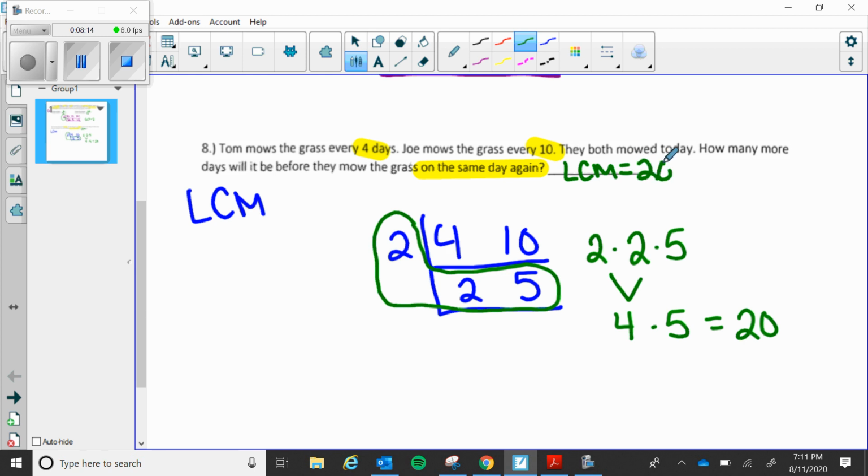equals 20. But LCM equals 20 is not our answer. In this problem, it's not asking what is the least common multiple. It's asking for how many more days will it be before they mow the grass on the same day again. So the answer to this question is actually 20 days.